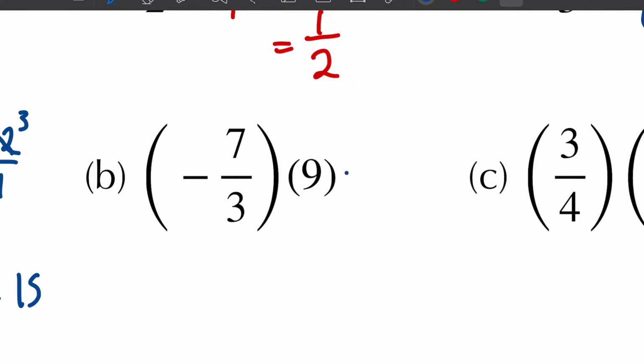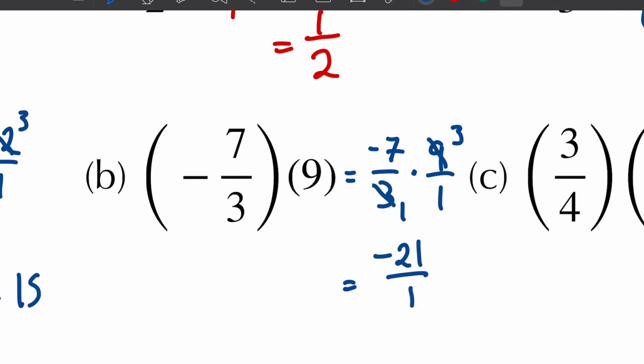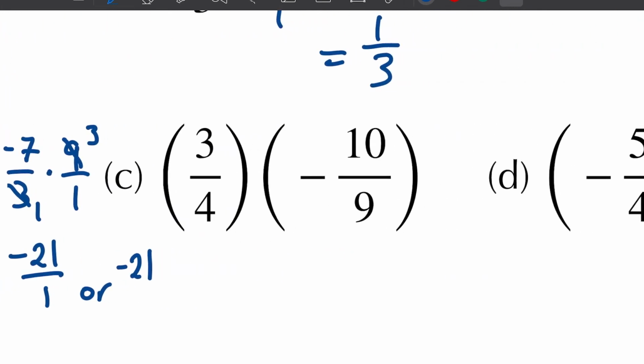Negative 7 over 3 times 9. So it's negative 7 over 3 times 9 over 1. I like to simplify first. I can divide that by 3. So I have to divide one thing on the top by 3. 9 divided by 3 is 3. Oh, sorry, on the denominator here, that was 3 divided by 3 is 1. So I'm going to get negative 21 over 1, or negative 21. I like to simplify first rather than reduce after.